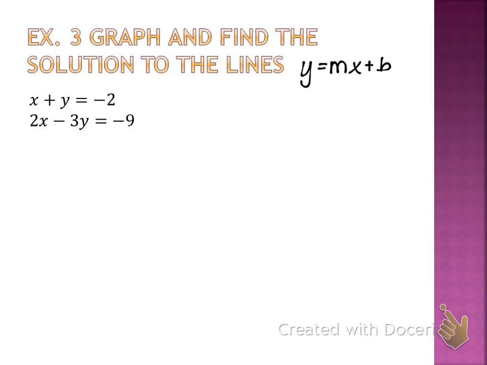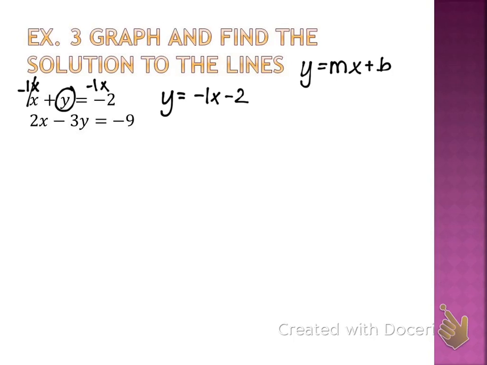No. So I want to get the y by itself, which means I need to do what to the x? Subtract it. And I'm just going to write minus 1x, and I move it over to this side. And the first equation is y equals negative 1x minus 2. So I've got that one. I'm not going to graph it yet. I'm going to go ahead and put the second one in slope-intercept form, and then I'll graph them together.